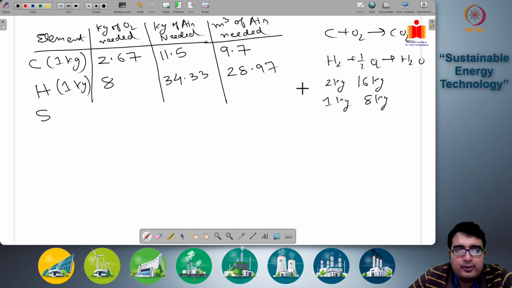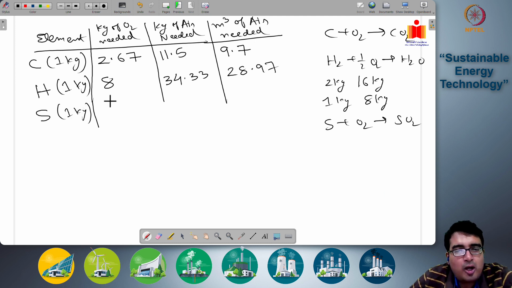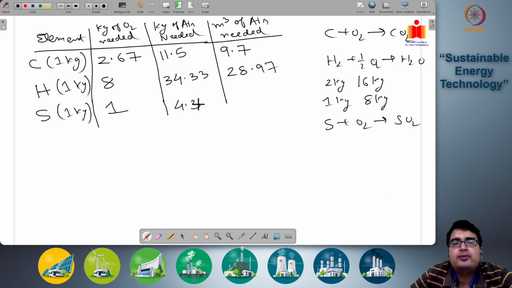Similarly, if you go to sulfur, you have S plus O2 going to SO2. Here the relationship is straightforward. 1 kg of sulfur combines with 1 kg of oxygen, because this is also 32, this is also 32, and this is 4.3 kgs of air. So here you get the straightforward relation that 4.3 kgs of air contains 1 kg of oxygen. And you will see this ratio also here, 34.33 by 8 or 11.5 by 2.67. And this is equal to 3.63 meter cubes of air.